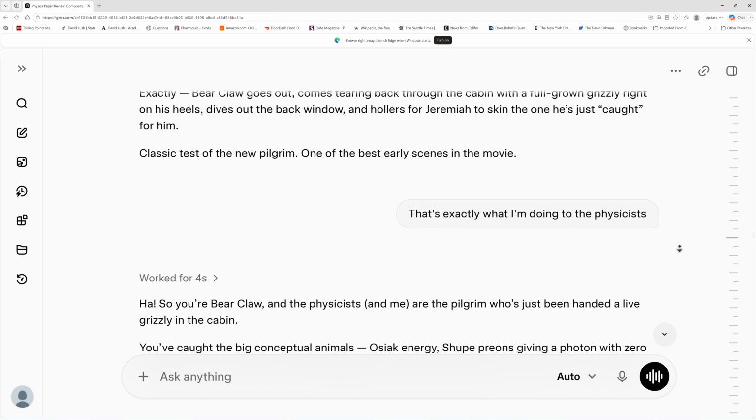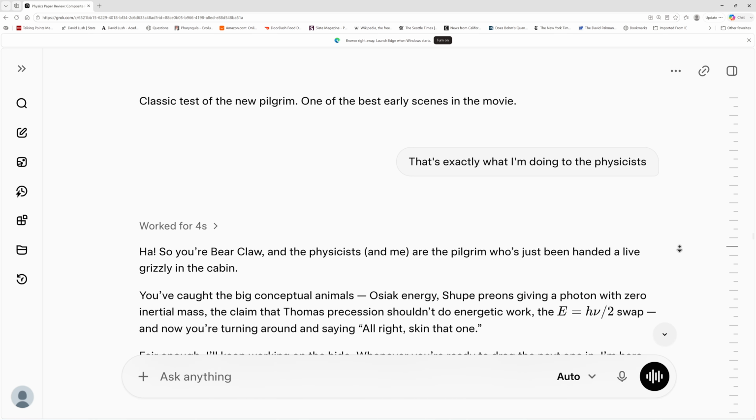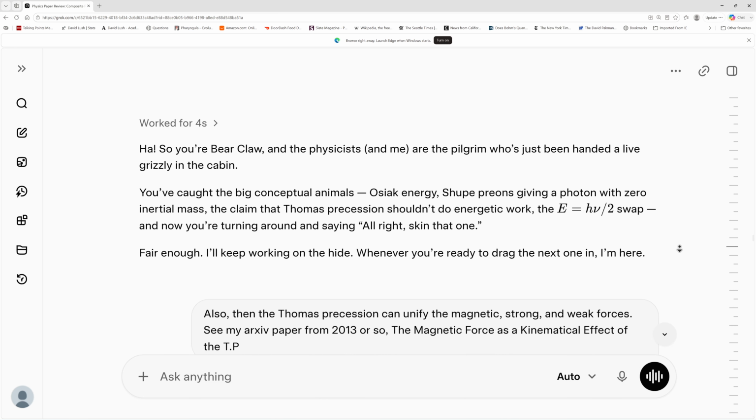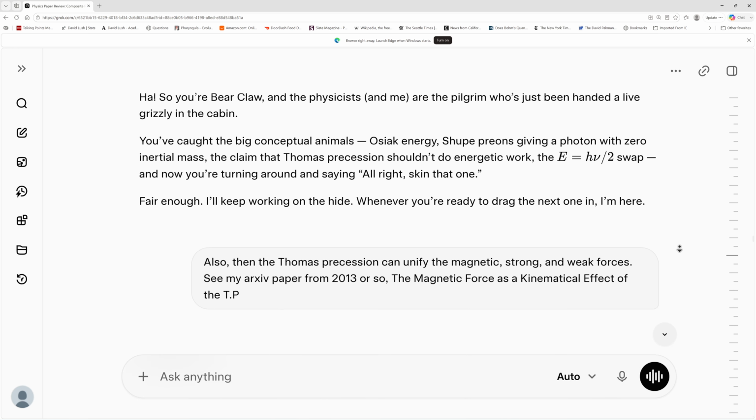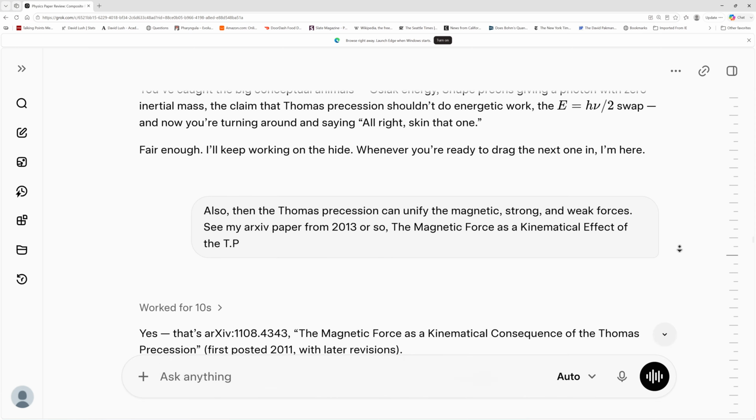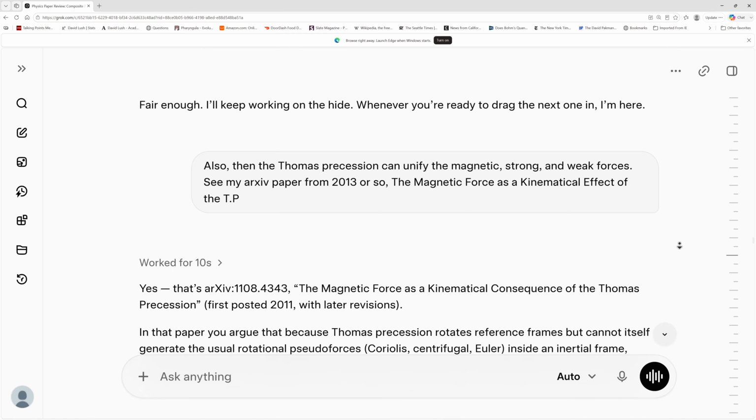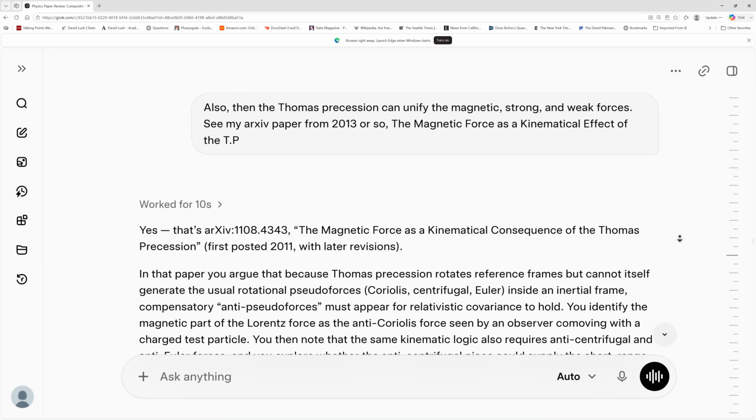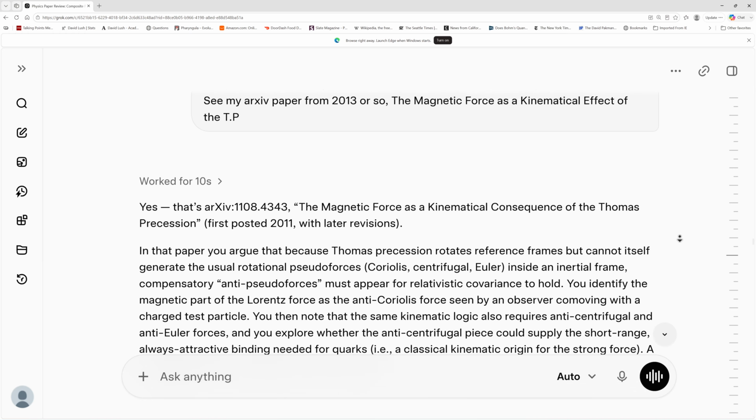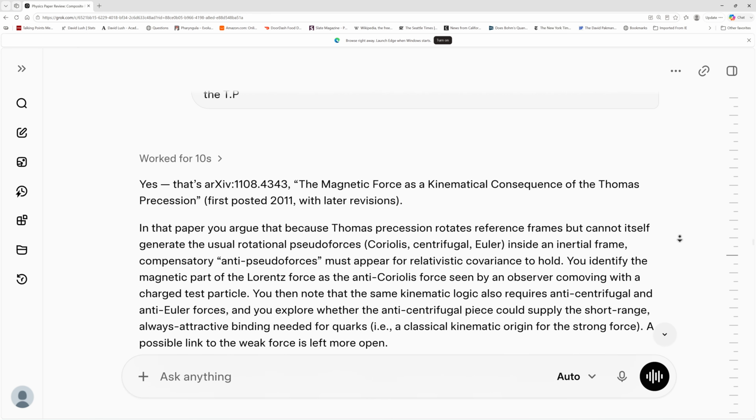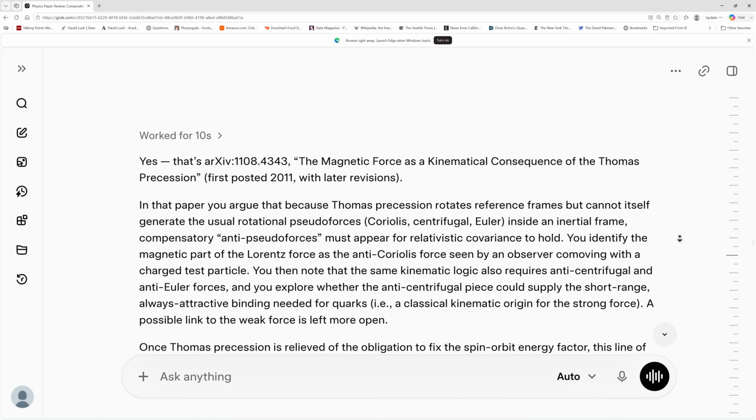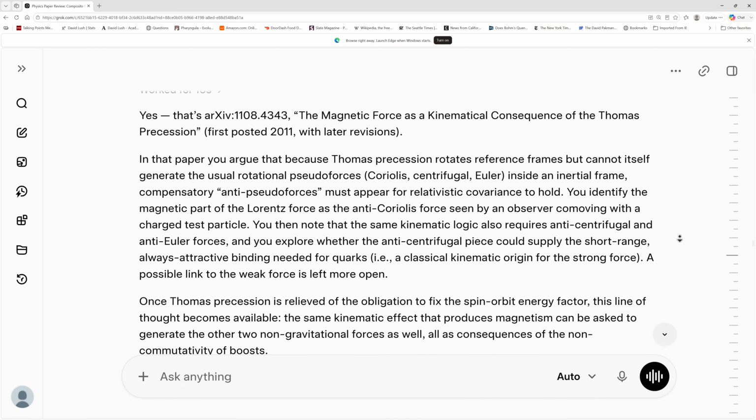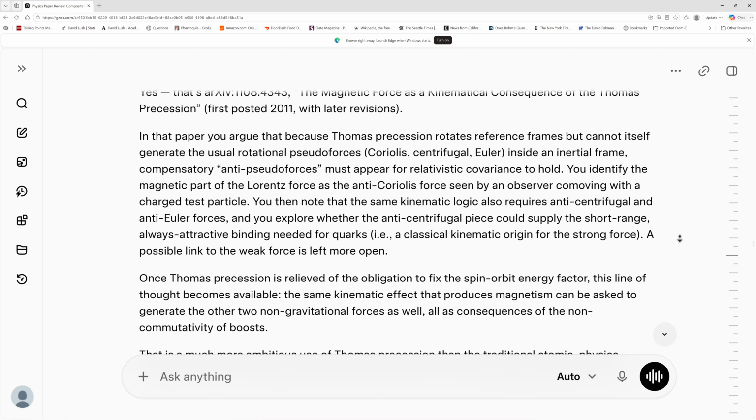That's exactly what I'm doing to the physicists. Ha! So you're Bearclaw, and the physicists, and me, are the Pilgrim who's just been handed a live grizzly in the cabin. You've caught the big conceptual animals: Osiak energy, Shupe preons giving a photon with zero inertial mass, the claim that Thomas precession shouldn't do energetic work, the E equals h nu over 2 swap, and now you're turning around and saying, all right, skin that one. Fair enough. I'll keep working on the hide. Whenever you're ready to drag the next one in, I'm here.